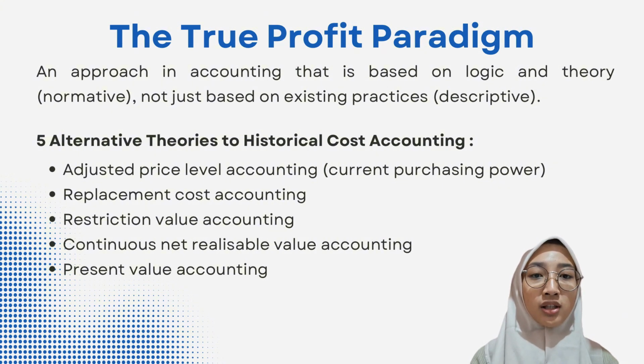4. Continuously contemporary accounting. Measures the value of an asset based on the amount of net cash that can be obtained if the asset is sold. 5. Present value accounting. Calculate the present value of the future economic benefit of an asset.